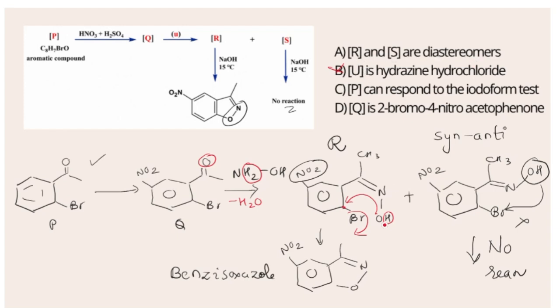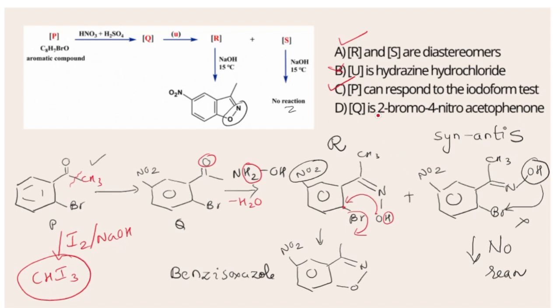R and S are diastereomers, and the R and S products are syn and anti isomers, nothing but geometrical isomers. Since they are non-superimposable, non-mirror images, they are considered diastereomers. Therefore, the correct option is A. B we have already ruled out. Let's check for C. P can respond to the iodoform test. Yes, this does give a positive result with iodine in NaOH. How so? Since it is a methyl ketone, the methyl part will form the yellow precipitate of iodoform and the rest will undergo oxidation to form the acid. So this is also correct.